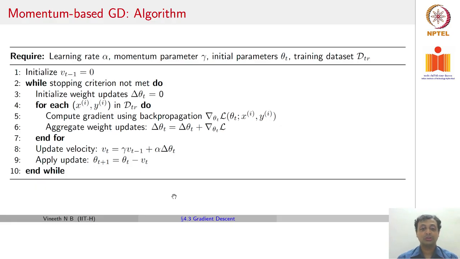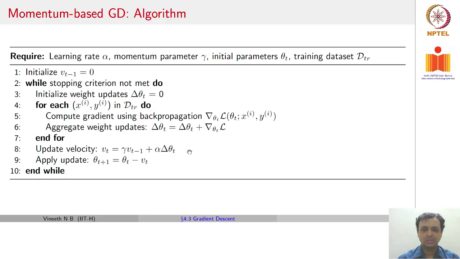Here is the algorithmic version of momentum-based gradient descent. You have a learning rate alpha, a momentum parameter gamma now, initial parameters, training data set. Pretty much the same algorithm as gradient descent. The only change now is lines 8 and 9, where you compute your velocity, which is gamma times V(t-1), plus alpha times delta theta t, which is your update based on your gradient, and then you update your parameters.